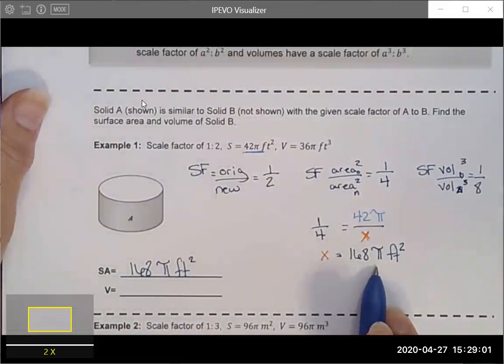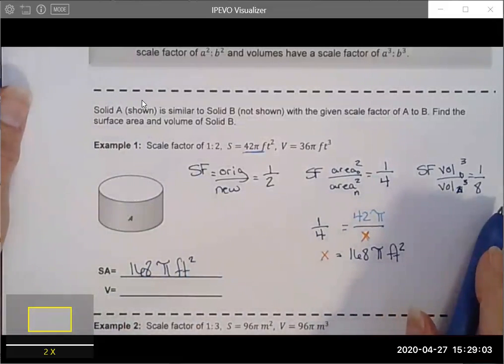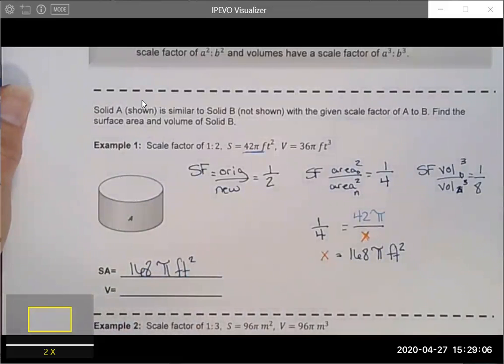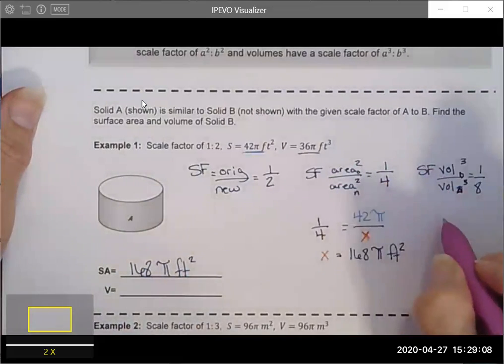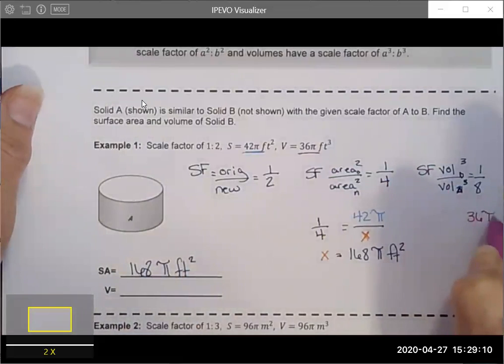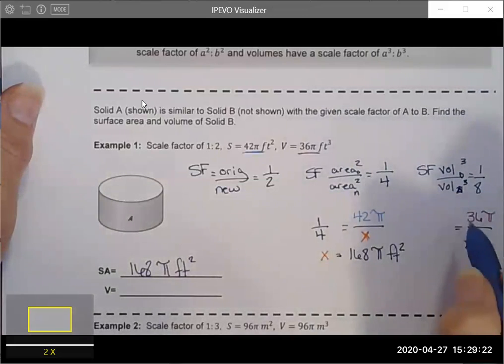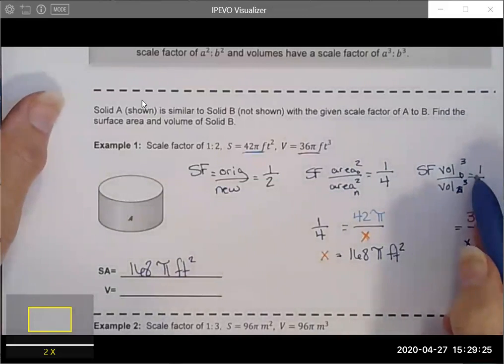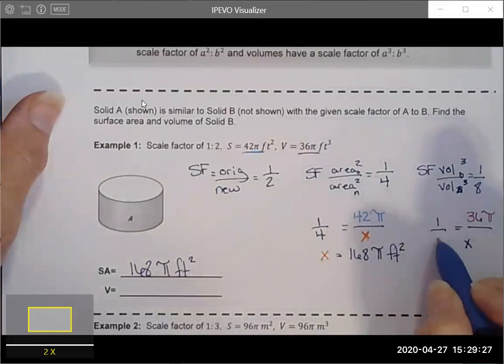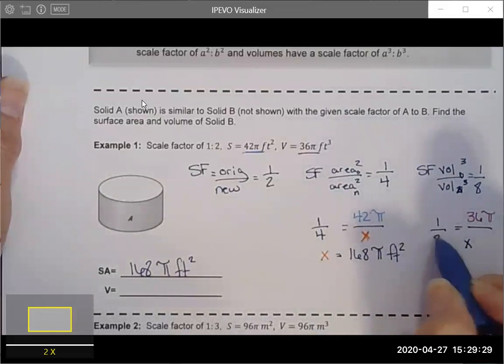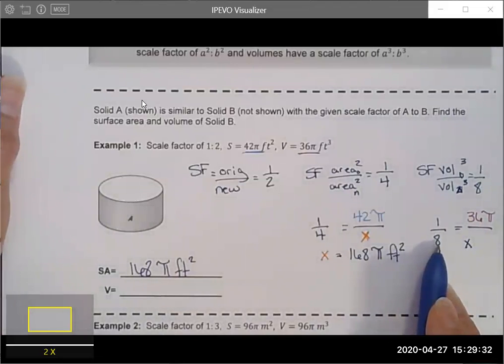So that's how we can use our scale factor to help us find what happens to the dimensions when a shape grows or shrinks. I can do the same thing with my volume. If my original volume was 36 pi, then I can express the original volume and compare that to the new volume. My new volume, I don't know, but I do know that it has to be in a ratio of the original to the new figure, and that will grow by my scale factor cubed. So the new figure is going to have 8 times the volume of the original figure.